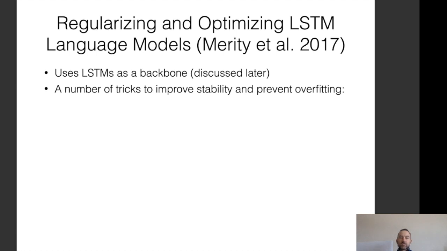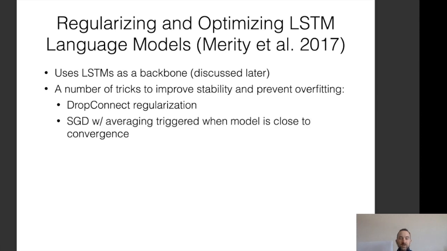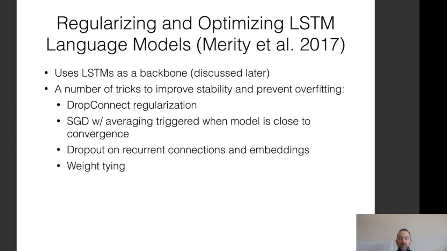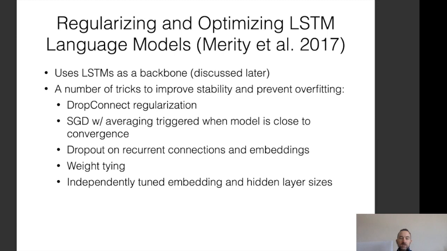But it applies a number of tricks to improve stability and prevent overfitting. So for example, it uses DropConnect regularization. It uses SGD with averaging parameters, which is triggered when the model is close to convergence. It does dropout on recurrent connections and embeddings. It does weight tying, which we talked about before, where you have the input and output embedding vectors tied together. It also has independently tuned embedding and hidden layer sizes. So these are tuned in order to do as well as possible on a particular data set. And it also regularizes the activations of the networks, so it tries to make sure they don't get too large.